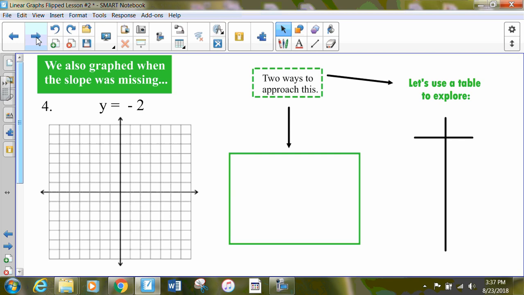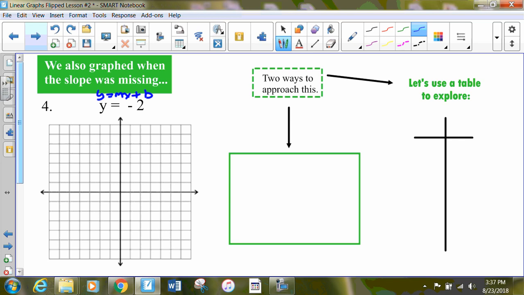In last class, we also worked on when the slope was missing. So if we had this and we put y equals mx plus b, we're like, wait, my mx is missing and my b is this. Okay, so that would be an easy one to start, right? My b is -2, so I go down 2. And my slope is missing, so we can approach it 2 different ways.